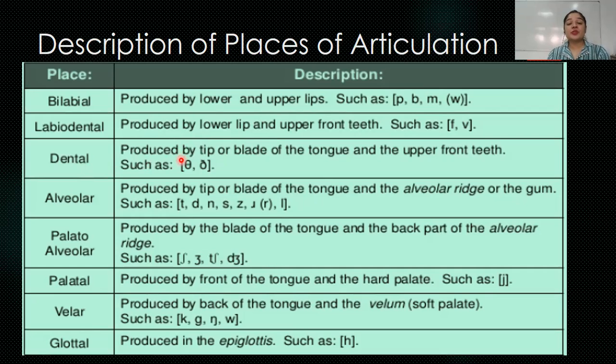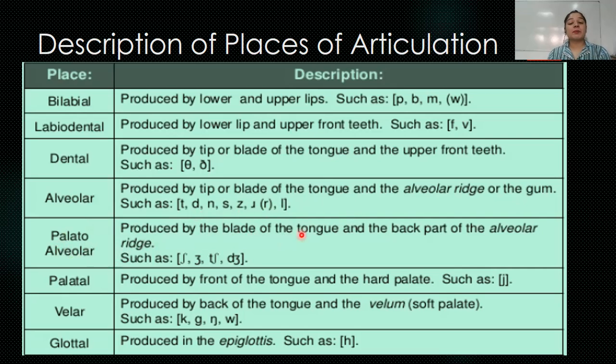Dental is produced by the tip or blade of the tongue, the front portion of the tongue, and the upper front teeth: th, the. Alveolar is produced by the tip or blade of the tongue and the alveolar ridge or the gum, such as t, d, n, s, z, r, l. So please notice where your tongue goes while pronouncing these sounds.